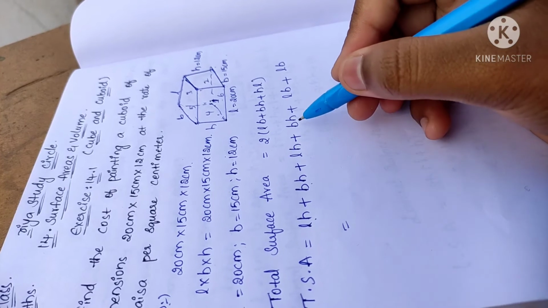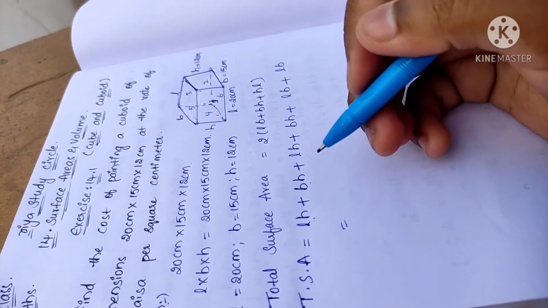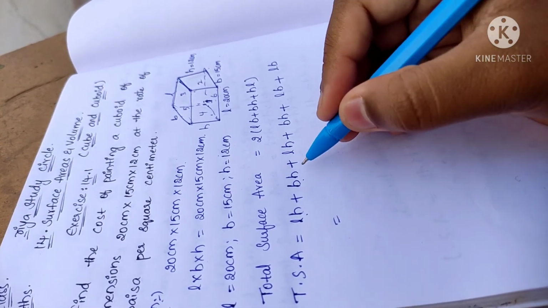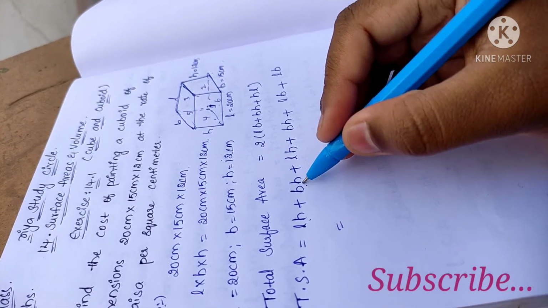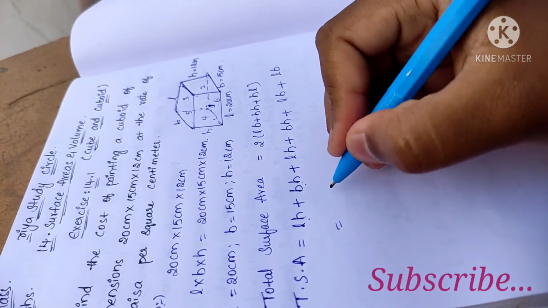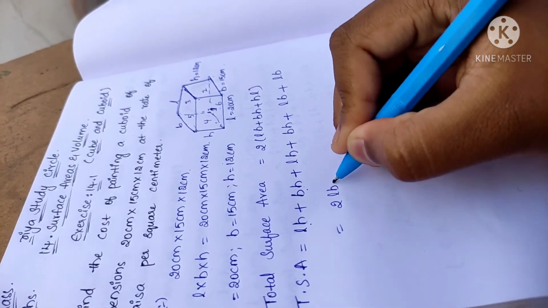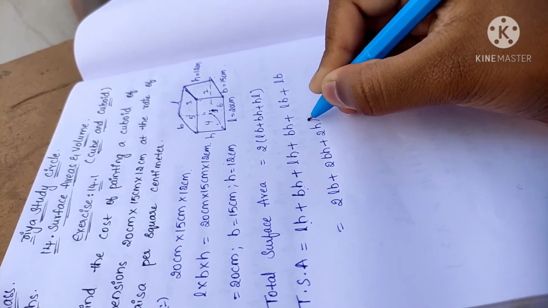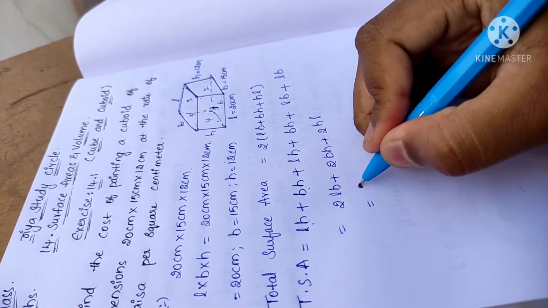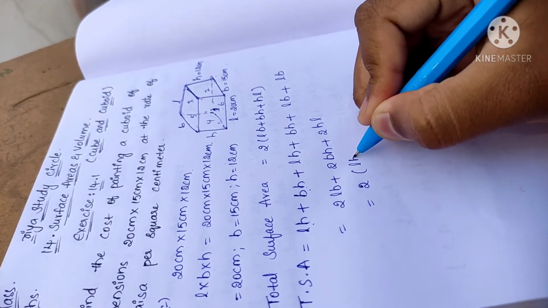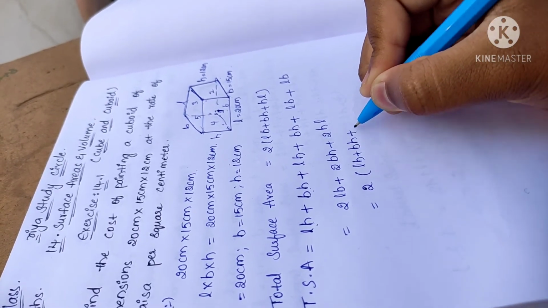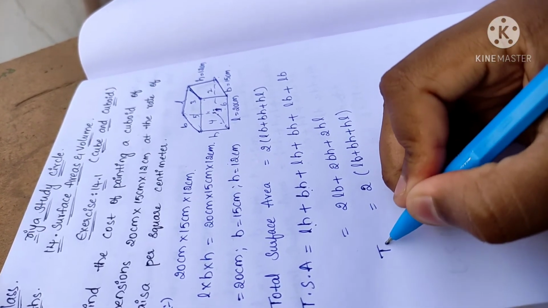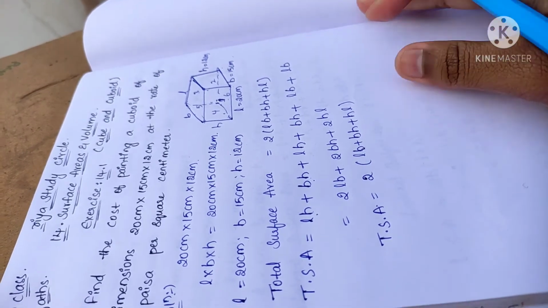Here we have LH plus BH plus LH plus BH plus LB plus LB. So we have double times LH, BH and HL. We can write 2LH plus 2BH plus 2HL. From these 3 terms we can take 2 as common. Then we get 2 into LH plus BH plus HL. So this is the formula for total surface area.